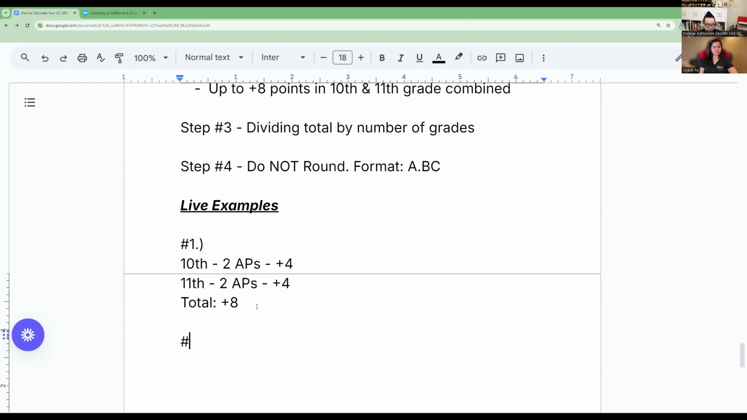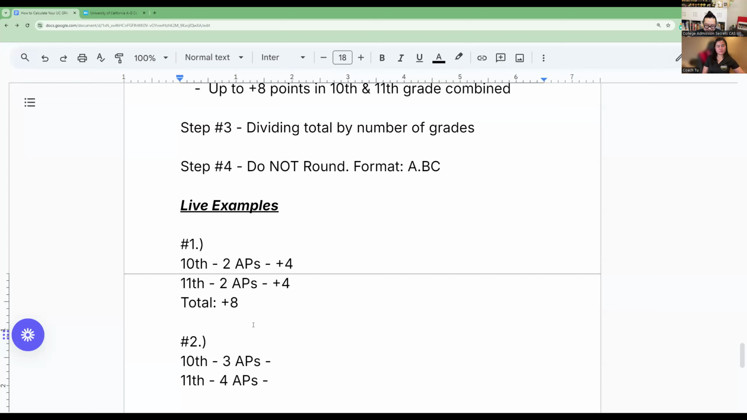Next one, let's make it a little more interesting. I realize we have an audience, so let's give the audience like 10 seconds first before we answer. In 10th grade, this student took 3 AP classes. Ooh, 3 AP classes. And then in 11th grade, this student went up and took 4 AP classes. Holy moly. Everyone in the chat, go ahead and let me know.